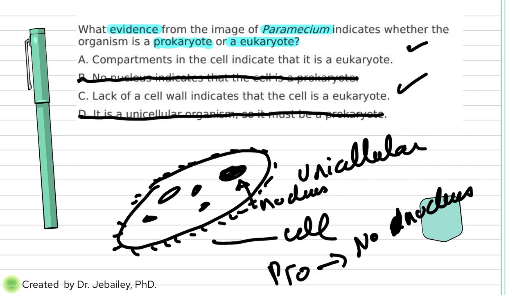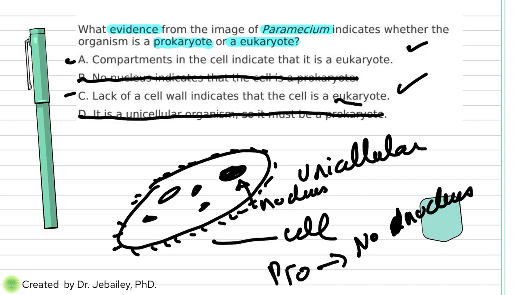Those are the options. Now, if you notice, I did not read all of it, right? All the 4 options, but it's saying that it's prokaryotic or eukaryotic. So obviously you cancel automatically those 2. So now you're left with 2. Read them. The first one says compartments in the cells indicate that it is eukaryotic. And then C says the lack of cell wall indicates that the cell is eukaryotic.